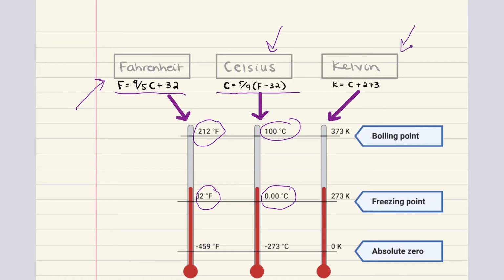Finally, the Kelvin scale. This is the standard in scientific research, and it is part of the International System of Units. What makes the Kelvin scale unique is that it starts at absolute zero.